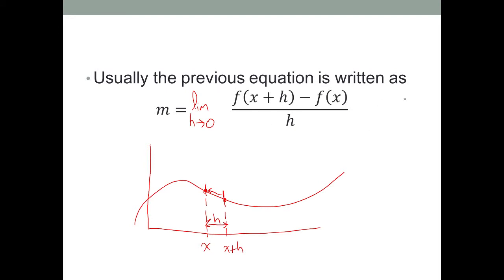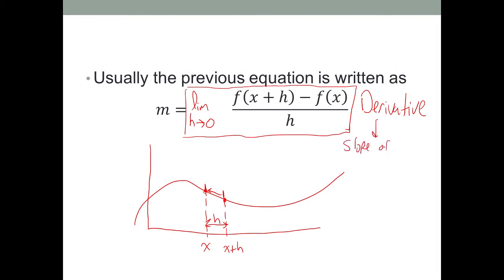This portion of the equation is called the derivative. Okay, this is the derivative equation, which basically means the following. The derivative is really the slope of the tangent line at point x on the graph. So that's really what the derivative is. The derivative is really just a slope.